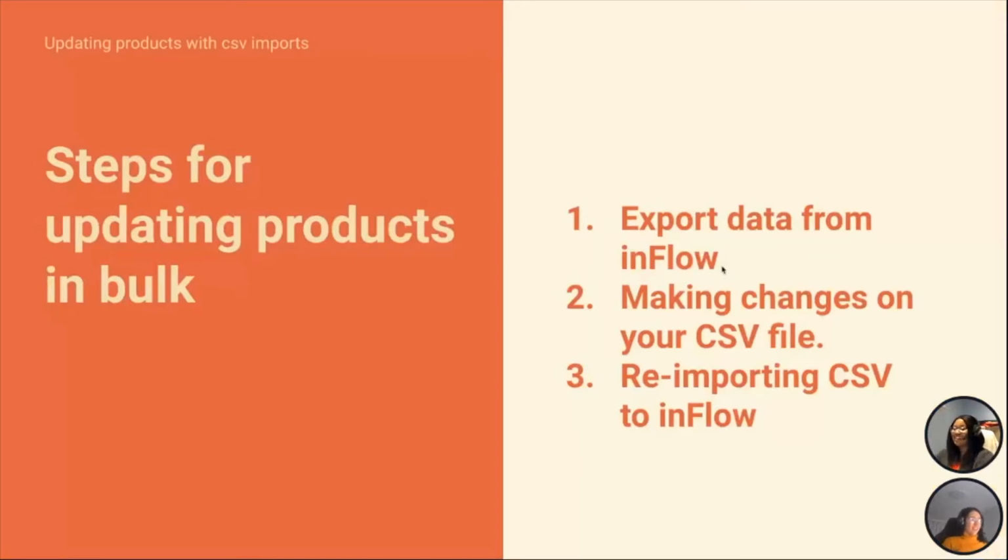Yeah, I definitely understand. So, as mentioned, we're going to be talking about how to do imports to update your products. These can be done really quickly depending on what it is, but it's also helpful if you want to make a mass change, like change all your category names from 2019 products to 2020 products to 2021 products. There are three basic steps: exporting your information from inFlow, making the change on the CSV, and then re-importing your CSV to inFlow. That's what we'll be doing in this webinar.